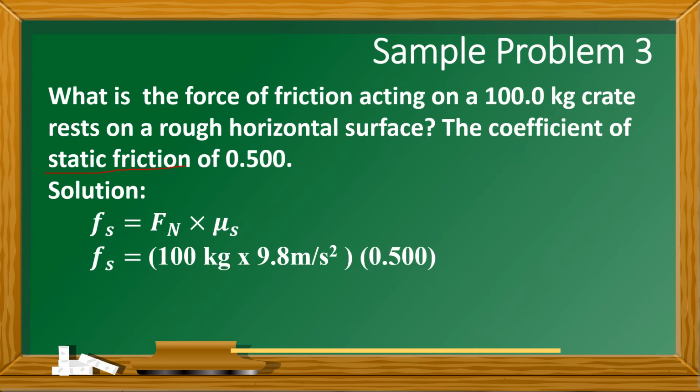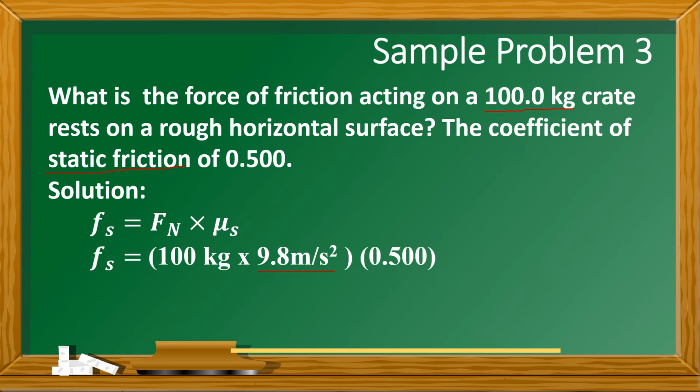Substituting, again, the normal force can be computed by multiplying mass times acceleration due to gravity. In the given, our mass is equivalent to 100 kilograms. Then the acceleration due to gravity is equal to 9.8 meters per second squared.